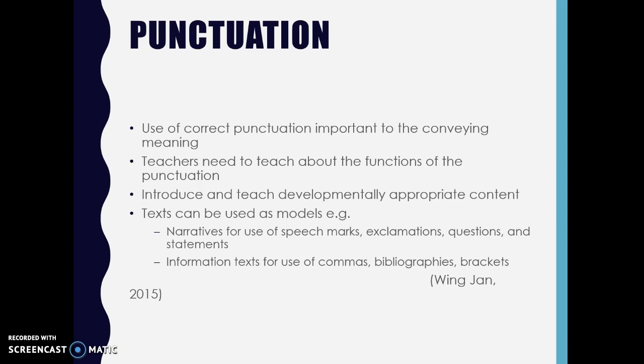We introduce and teach what is developmentally appropriate, and the Australian Curriculum English will give you some information about that. And of course we use our texts as models because there are likely to be particular types of punctuation in particular types of text. For example, narratives will use speech marks, exclamation marks, question marks, and statements, which will need particular types of punctuation, whereas you're more likely to see commas and brackets, also called parentheses, in information texts.